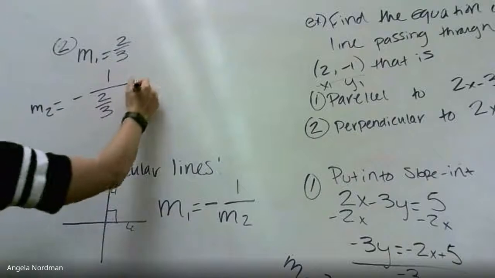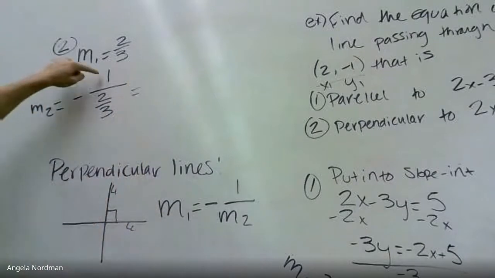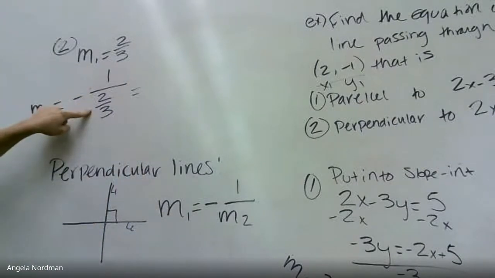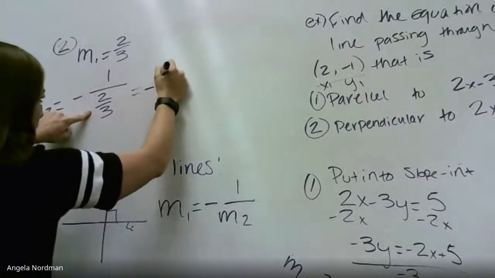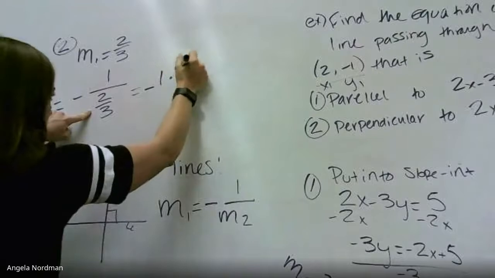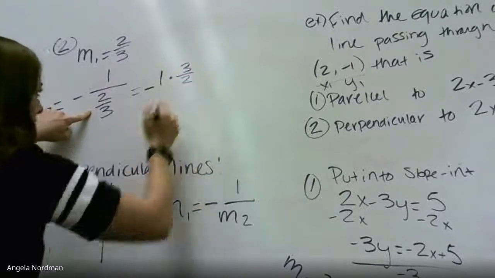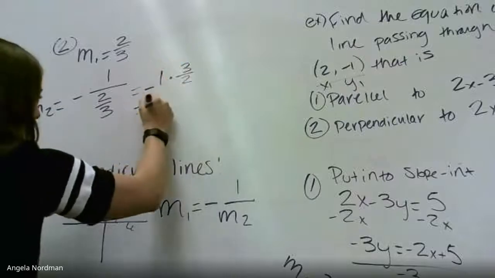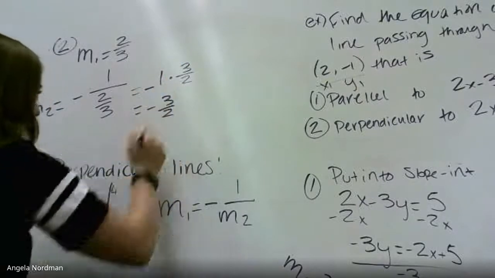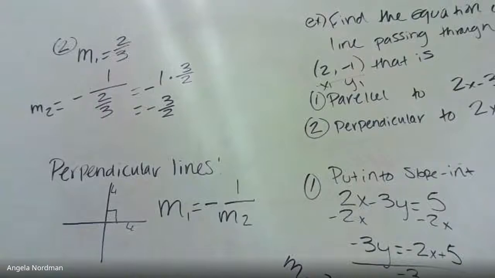What we have to do is basically dividing by a fraction is the same thing as multiplying by the reciprocal. So this works out to be -1 times 3/2. Okay, multiply straight across. This is -3/2. This is the long way of going about it.